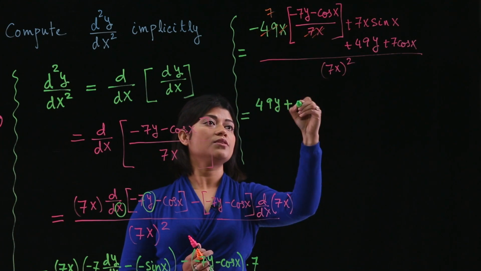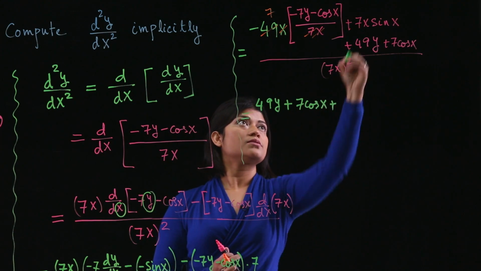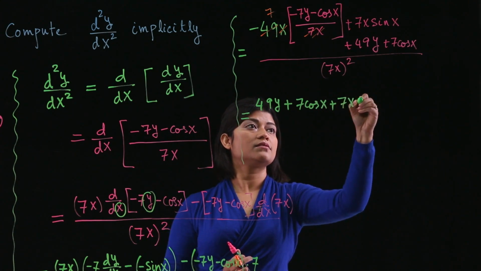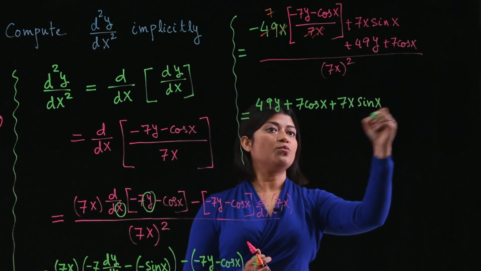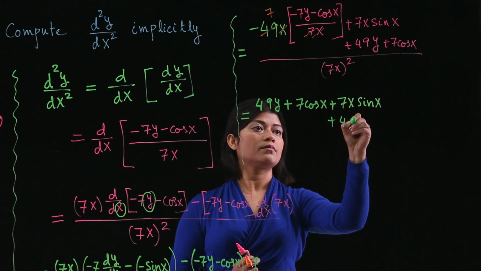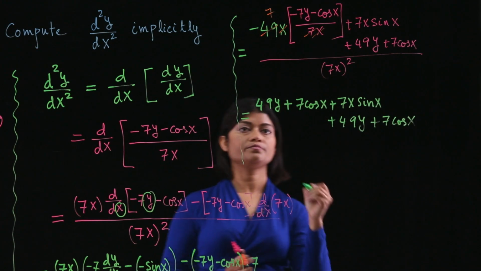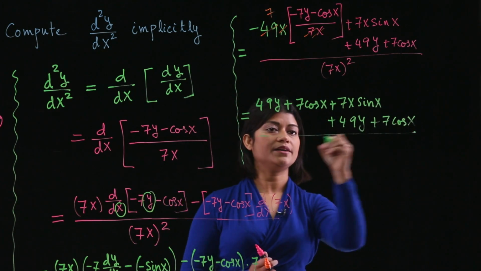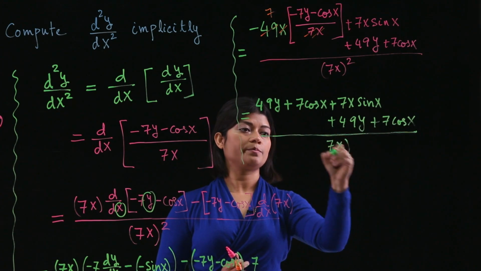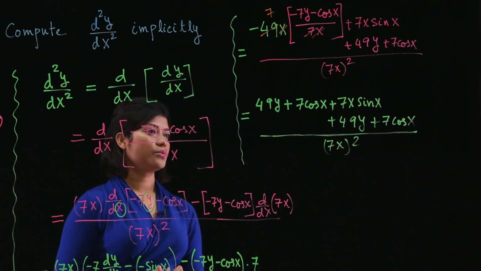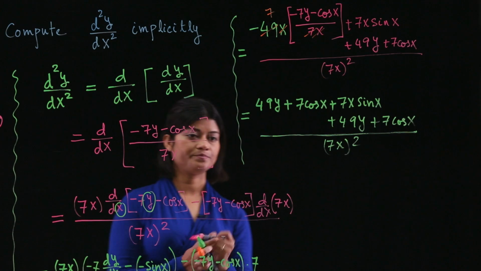then plus 7 cosine of x, plus 7x sine x, plus another 49y and another 7 cosine of x. Whole thing divided by 7x squared. So we're almost there. Now we can combine the like terms together and then simplify.